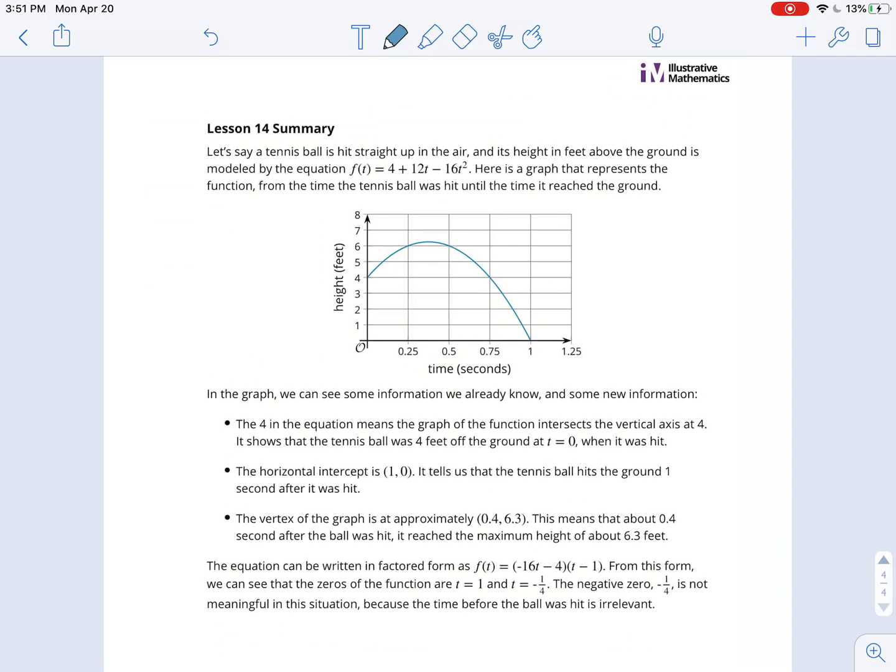All right, and so lesson 14 summary. We've looked today at a lot of examples of projectile motion, and we can model the trajectory of different projectiles, things like tennis balls or basketballs, or in an earlier case today, pumpkins, and we can model those using quadratics. Okay, make sure that you move on to your lesson cool down and or practice.